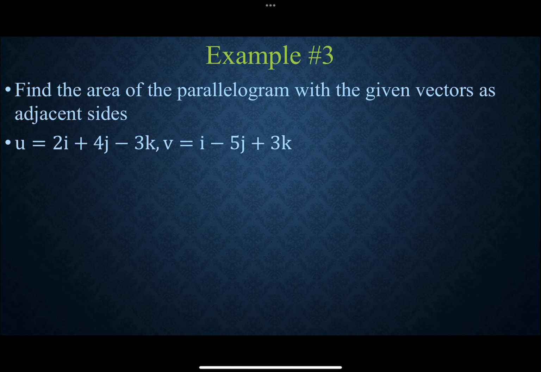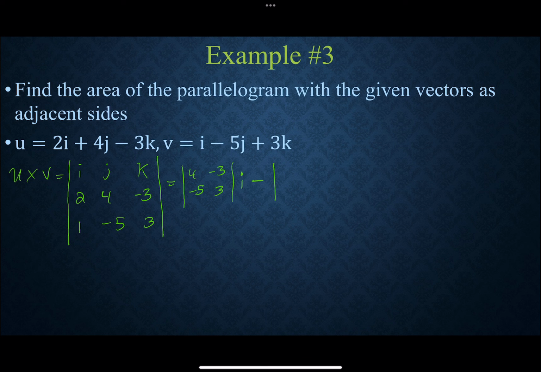So here's our u and v once again. We're going to find our cross product, u cross v. Once again, we fill in our i, j, and k in that top row, then 2, 4, negative 3, 1, negative 5, 3. When we ignore our i row and i column, we get 4, negative 3, negative 5, 3 times the i. Minus, when we ignore our j row and j column, we have 2, negative 3, 1, 3. That's our j. And then finally, we ignore our k column and k row, and we would have 2, 4, 1, negative 5 times our k.